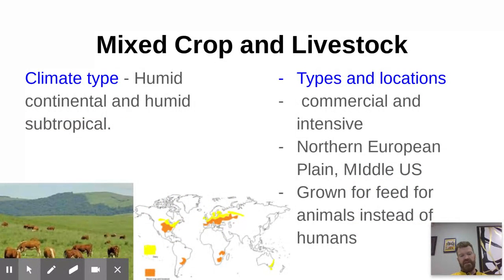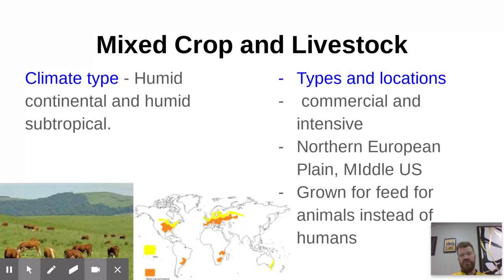Mixed crop and livestock, right? The key here is that you grow the crops to feed the livestock. So that's what it is around here. Like we see all the corn and stuff. Some of that corn, like the sweet corn, we can eat, and we do. We could eat the other stuff too, but it doesn't taste very good. The other corn is given to the animals. That's why it's mixed crop and livestock, right? So this is done in a humid continental climate, humid subtropical climate. So that's pretty much the eastern part of the United States, right?